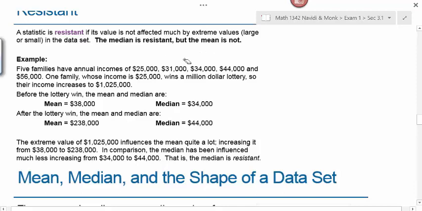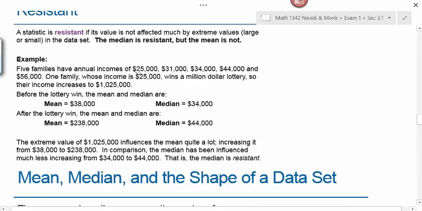5 families have annual incomes of $25,000, $31,000, $34,000, $44,000, and $56,000. So this is the annual incomes for 5 families. One family whose income is $25,000 wins a $1 million lottery. So for that year, their income is $1,025,000. If we're still looking at the same 5 families, before, the mean, their average income was $38,000. After they win the lottery, the mean is $238,000 because that $1 million threw up the average. It blew it up. Before the lottery win, the median was $34,000.